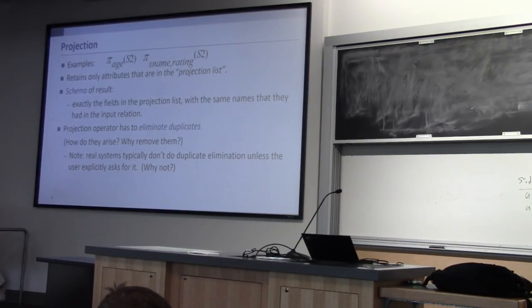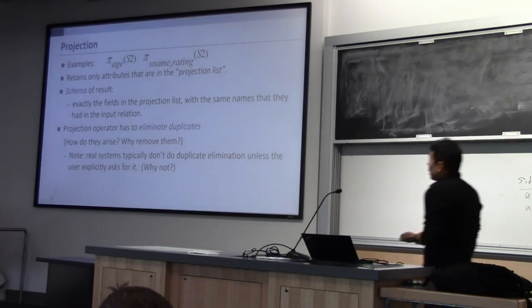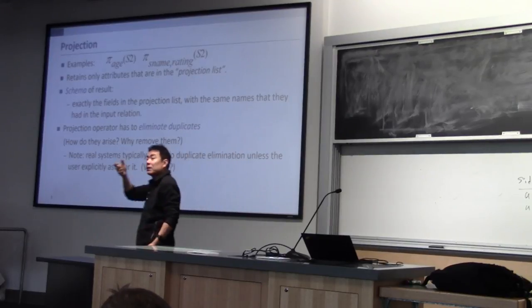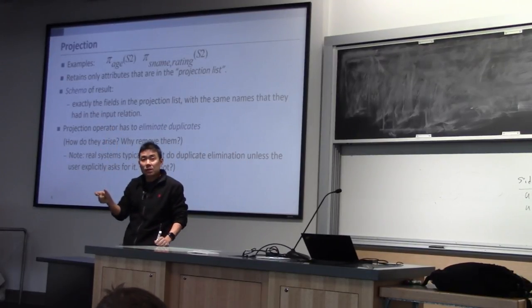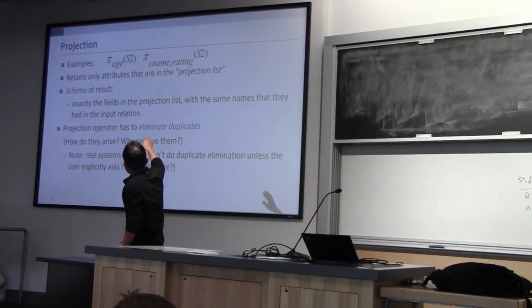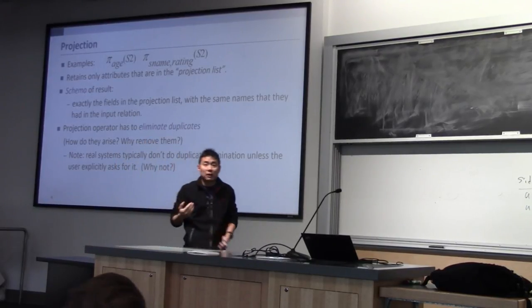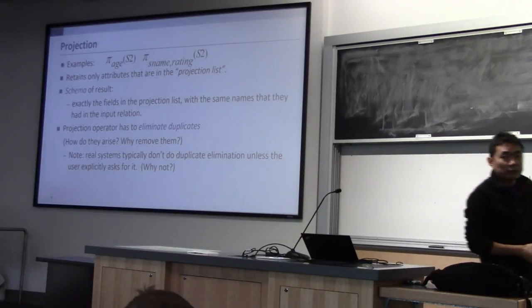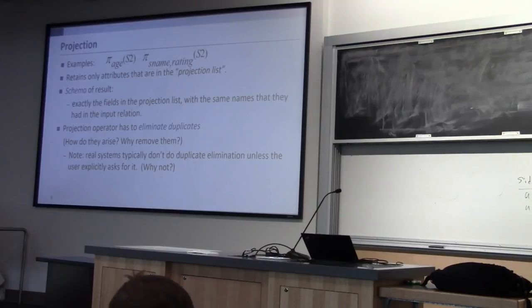Okay? So for example, projecting out age of S2 means that you want to find out all the age values from the Sailor 2 instance. Projecting age, rating from S2 means that you want to find out the age and rating values from the Sailor 2 instance. Okay? Sounds fairly trivial, right? But there is a catch.